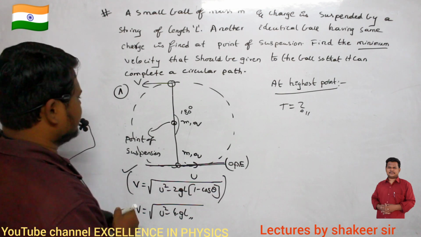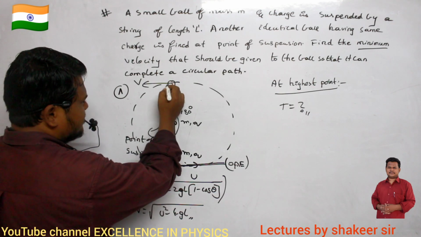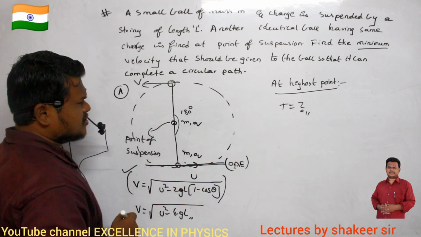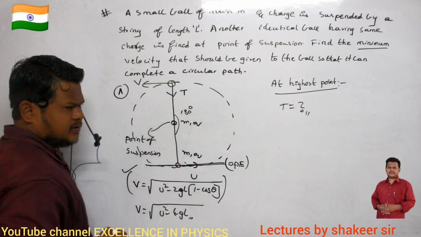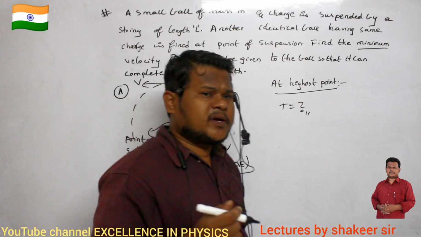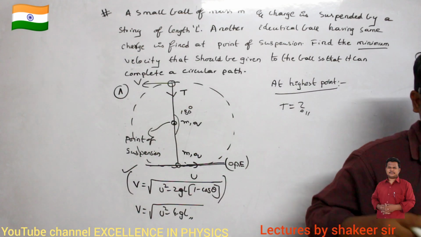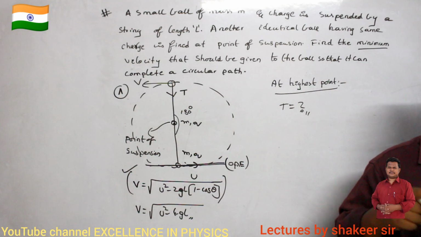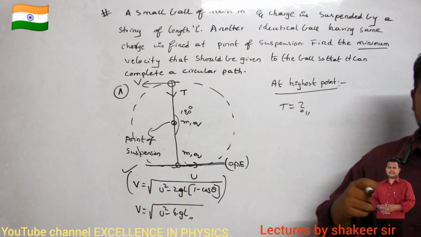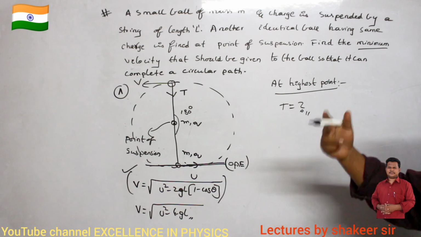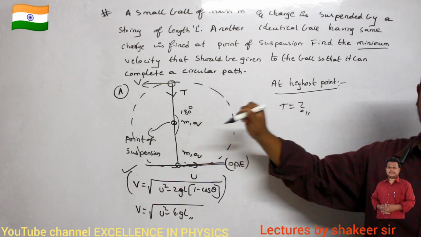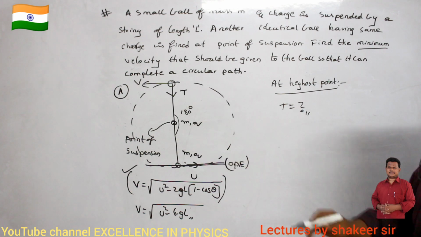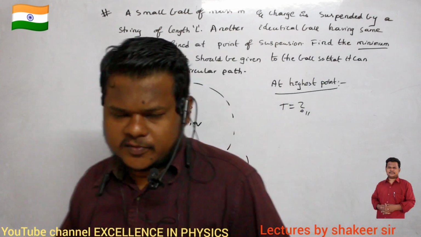No. See, ma, here, on this bob, what will be the direction of tension first of all? Tension will be towards the center of the circle, no? Because what is the property of tension? Tension is always a pulling force. It is always away from the tied end of the body. So, the bob is tied here, no? So, it is away from the tied end. Are you able to understand, ma? So, tension is acting in downwards direction.